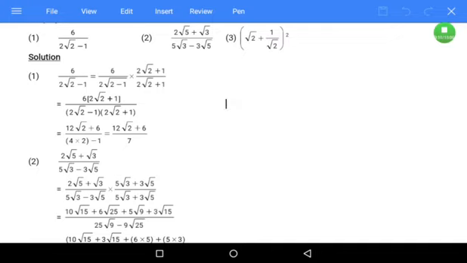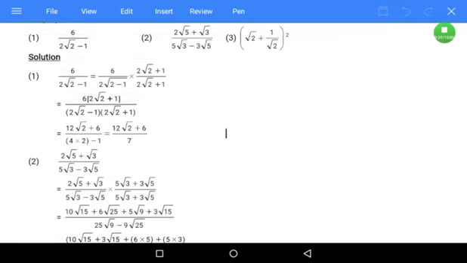Now, times 2 root 2 plus 1 over 2 root 2 plus 1. Can you see that? I changed the sign in the middle. Then I use it to multiply both the numerator and denominator. So it means we're going to multiply 6 by the whole of this, and 2 root 2 minus 1 by the whole of this.